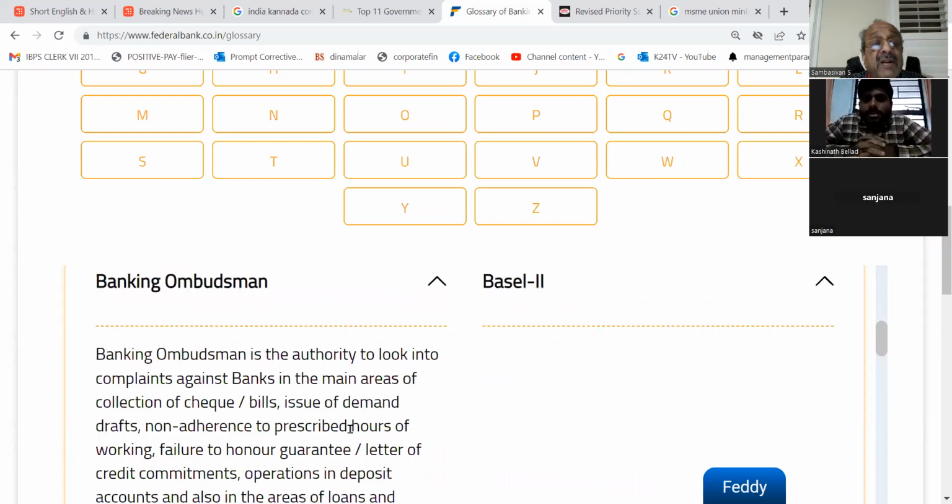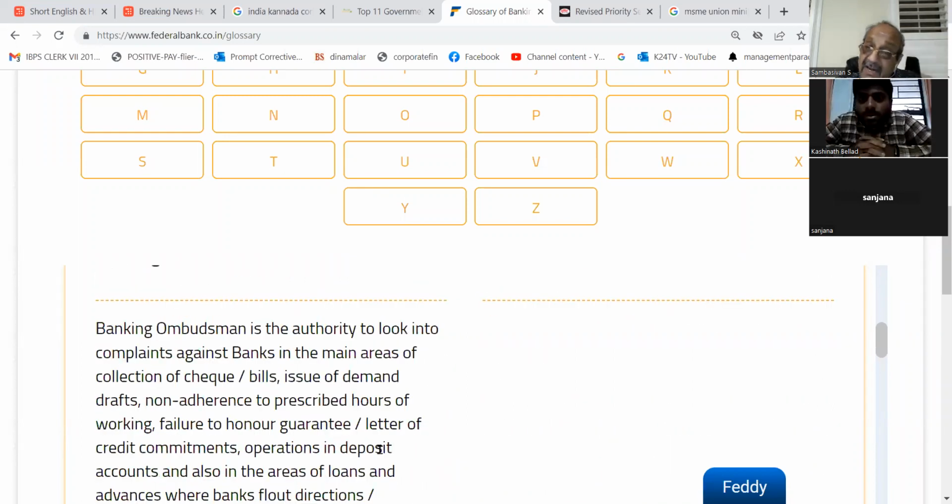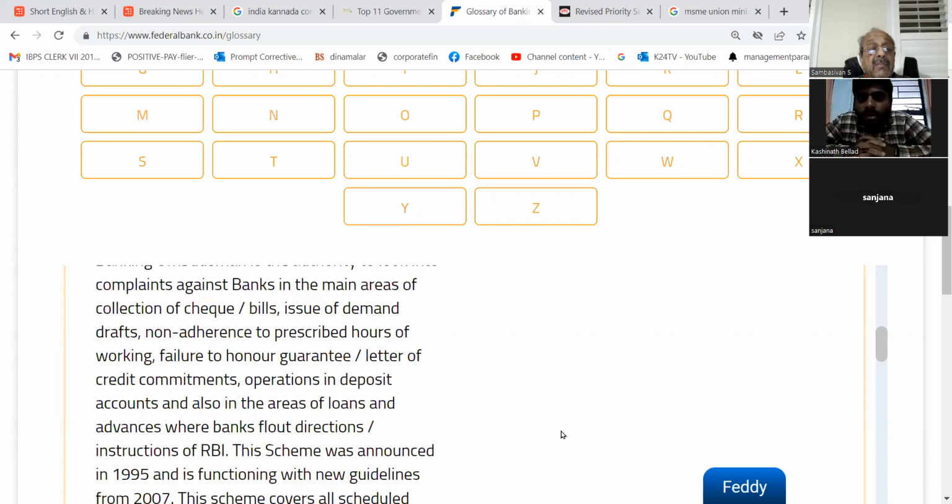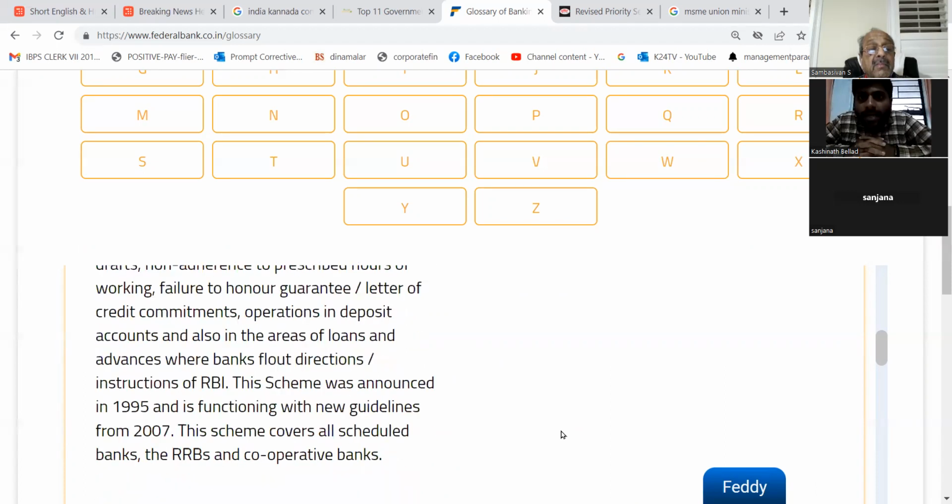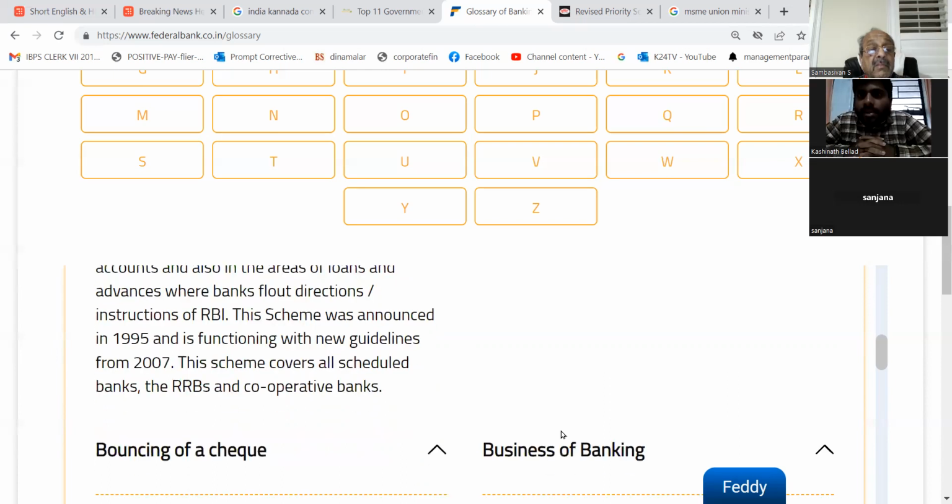What is banking ombudsman? Good question. Please read. The banking ombudsman is the authority to look into the complaints against banks in the main areas of collection of checks or bills, issue of demand drafts, non-adherence to the prescribed hours of working, failure to honor guarantee or letter of credit commitments, operations in deposit accounts, and also in the areas of loans and advances where banks flout directions or instructions of RBI. This scheme was announced in 1995 and is functioning with the new guidelines from 2007. This scheme covers all scheduled banks, the RRBs, and cooperative banks.